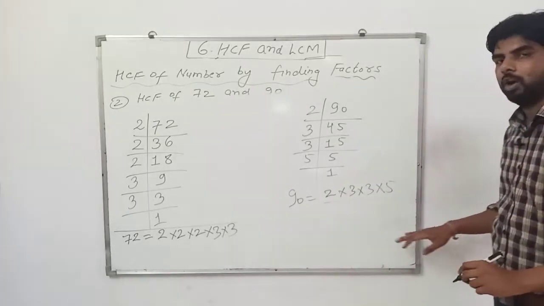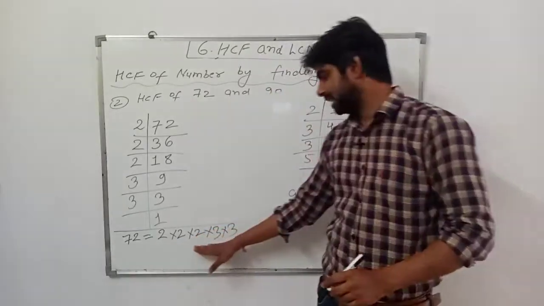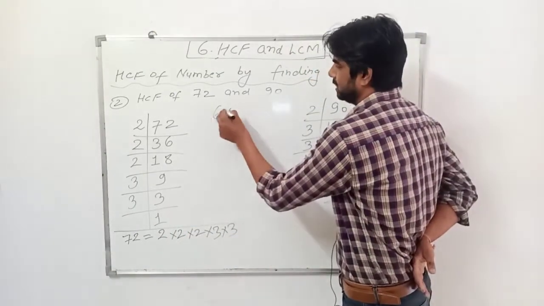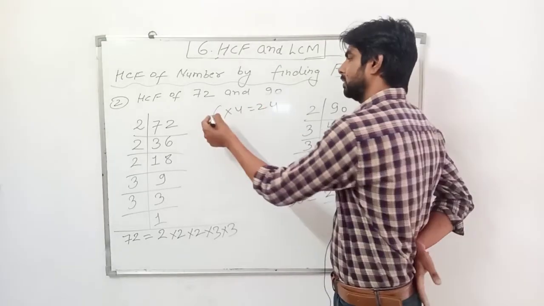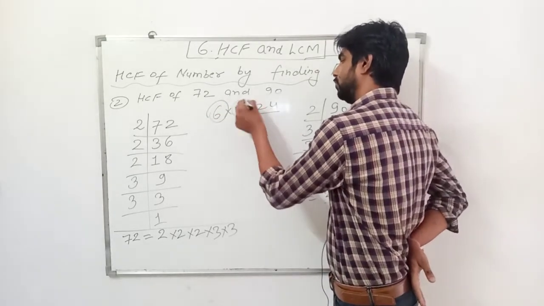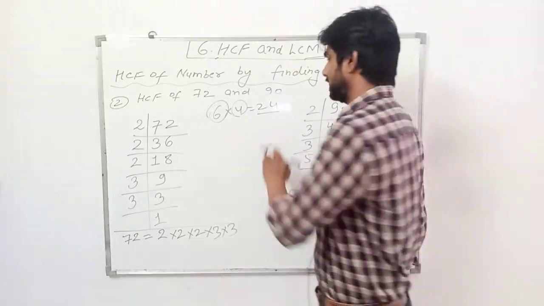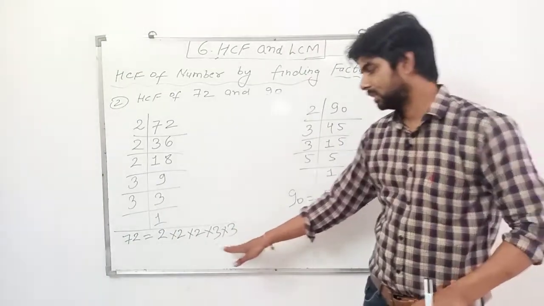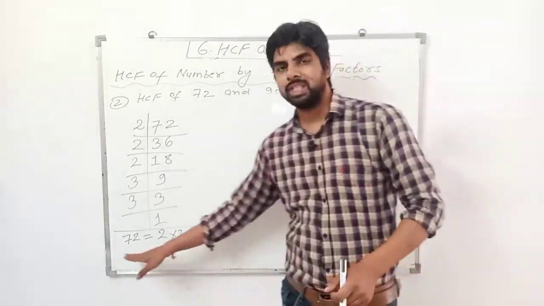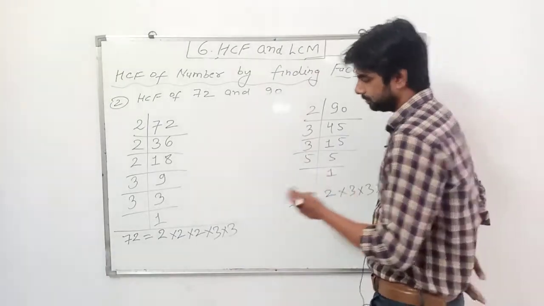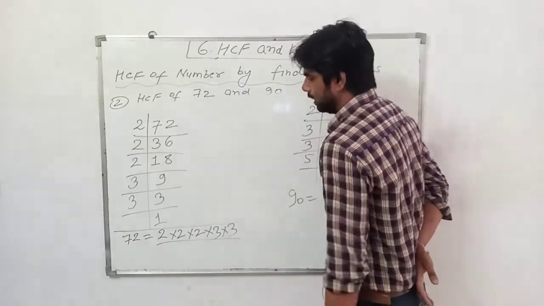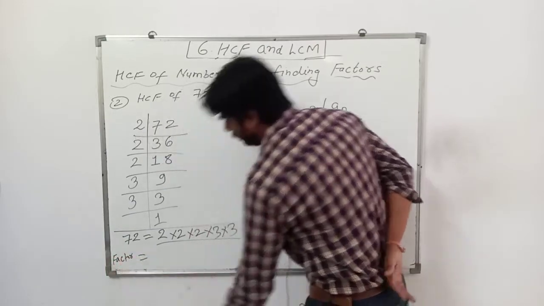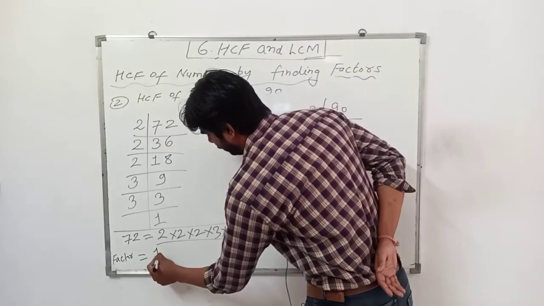Always remember, all the numbers that are multiplied together are factors of the number. We have already learned, if it is written 6 into 4 is equal to 24, that means 6 is a factor of 24 and 4 is also a factor of 24. In the same way, if we have written 72 as a product of these numbers, that means all these numbers are factors of 72. So we will take out all the numbers from here. We know that 1 is a factor of all numbers, so we will write 1.